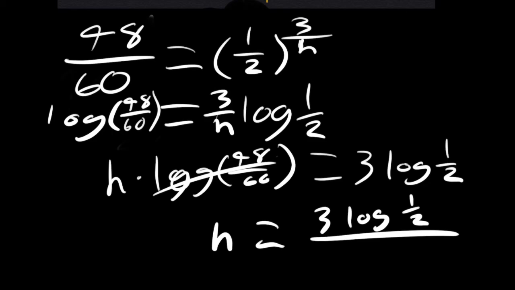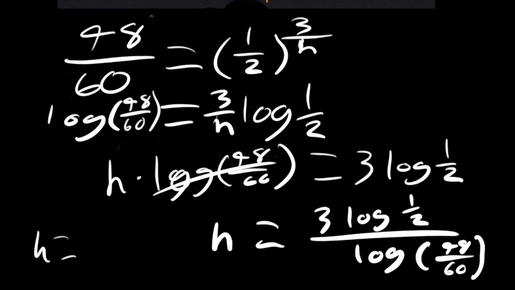divided by log of 48 divided by 60. And if we insert those values in the calculator, we're gonna find that h is equal to 9.3 years. So the radioactive substance has a half-life of 9.3 years.